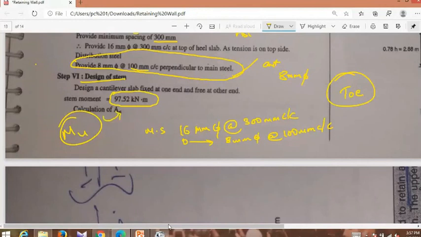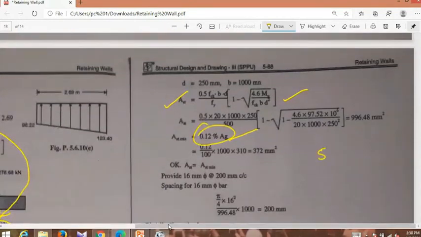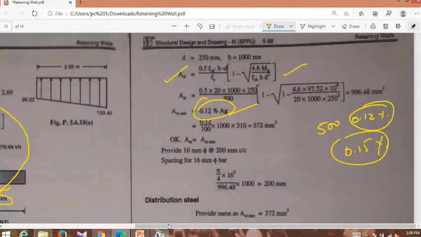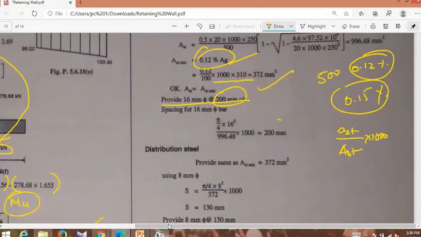Then what you have to do? You have to determine the Ast, area of steel. The procedure is the same, everything is the same. Minimum Ast for Fe500 will be 0.12%. Just remember, for mild steel it will be 0.15. So here just substitute the values and determine the minimum Ast. This is capital Ast. From that again determine the spacing, that is small Ast divided by capital Ast multiplied by 1000. So we will get the spacing. Therefore 200 mm center to center distance you have got.